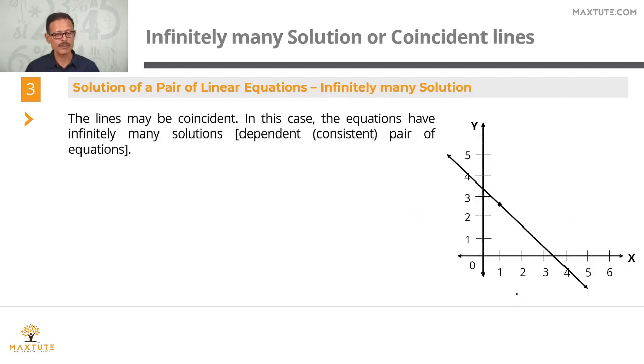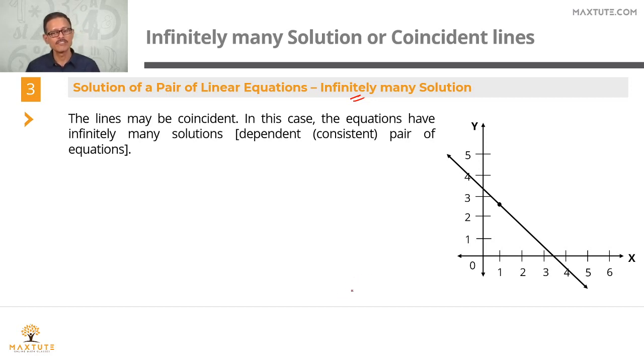Third scenario, when we're going to talk about infinitely many solutions. That could happen if the two straight lines are coincident. One lies flat on top of the other. In this case, the equations have infinitely many solutions. Any point on one line is going to be a point on the other one. It's called a dependent pair of equations, or they'll say one equation is the equivalent of the other.